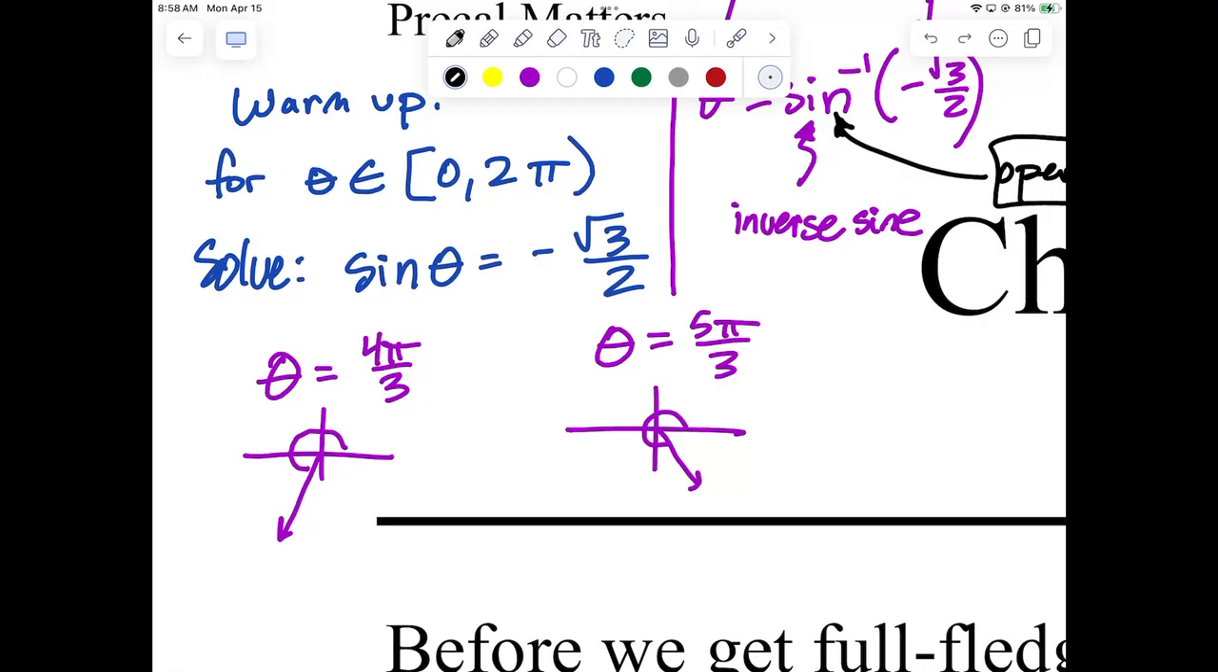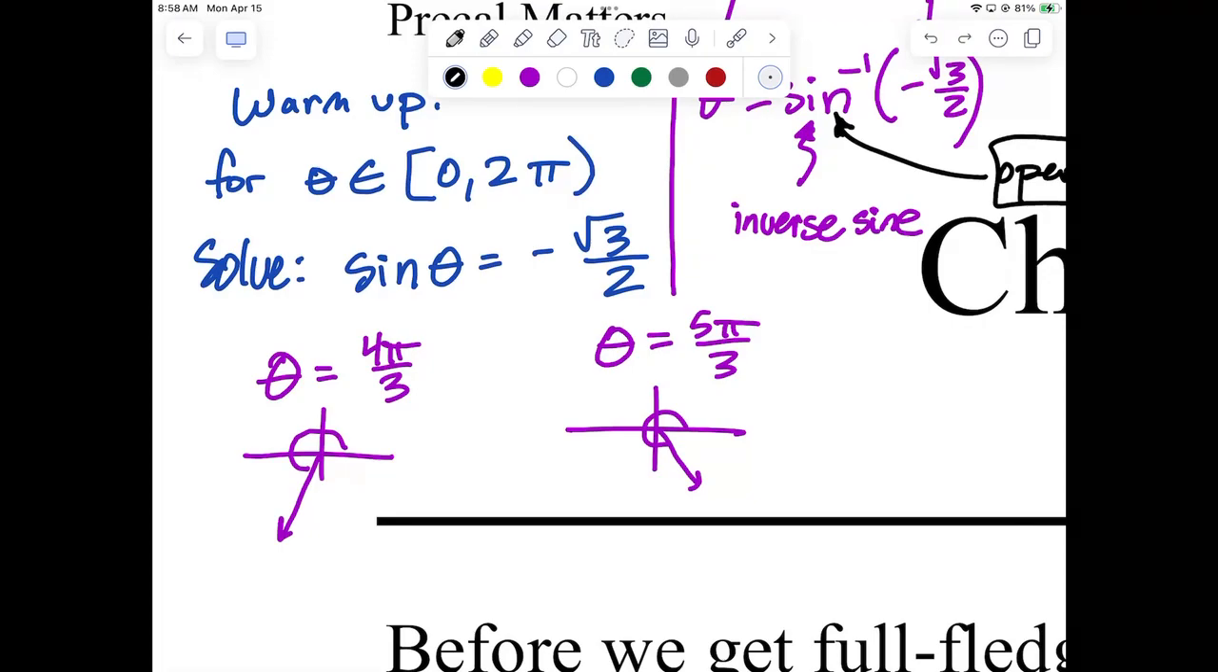Why 4 pi thirds? It's cooler. I agree. 4 pi thirds is cooler than 5 pi thirds. I would probably go with 5 pi thirds myself, just because I'm not as cool. But I would choose 5 pi thirds simply because the terminal ray is closer to 0. You see that? See how it's closer to 0? 4 pi thirds is like in a foreign land. It's way over there in quadrant 3. Man, it takes forever to get to quadrant 3, doesn't it?